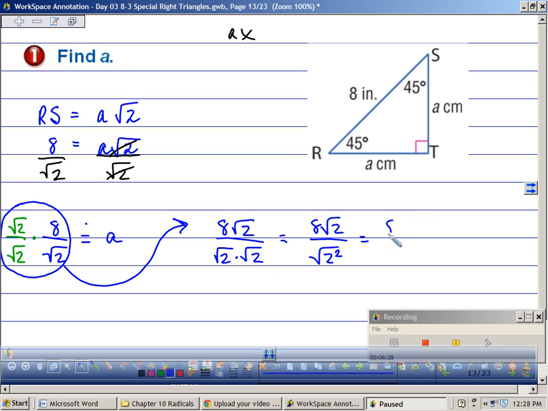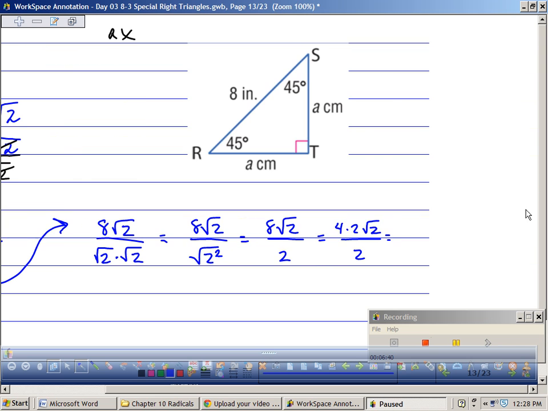Which equals 8 root 2 over 2, which equals 4 times 2 root 2 over 2, which equals 4 rad 2. Just a long way of doing it. I just want to make sure that you got every single step of that. Yes.